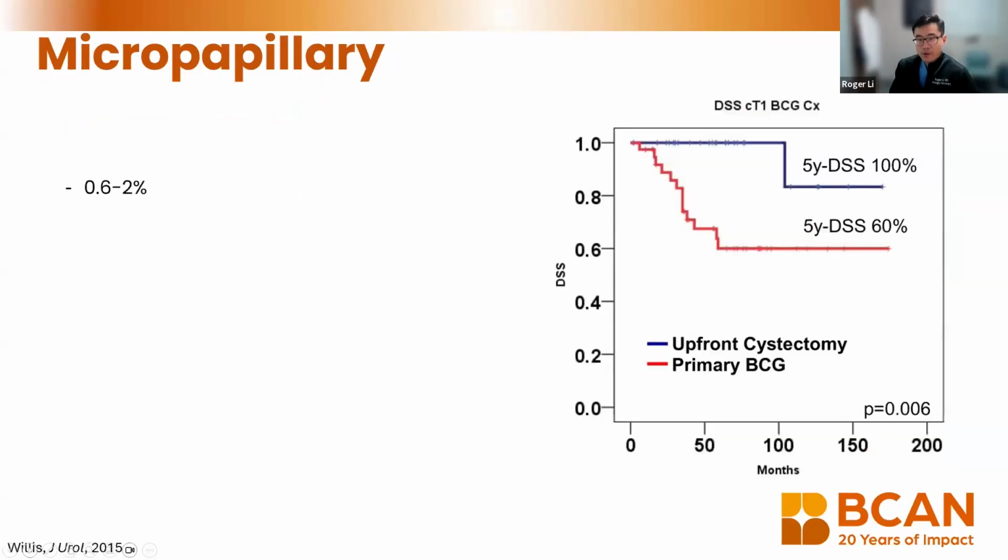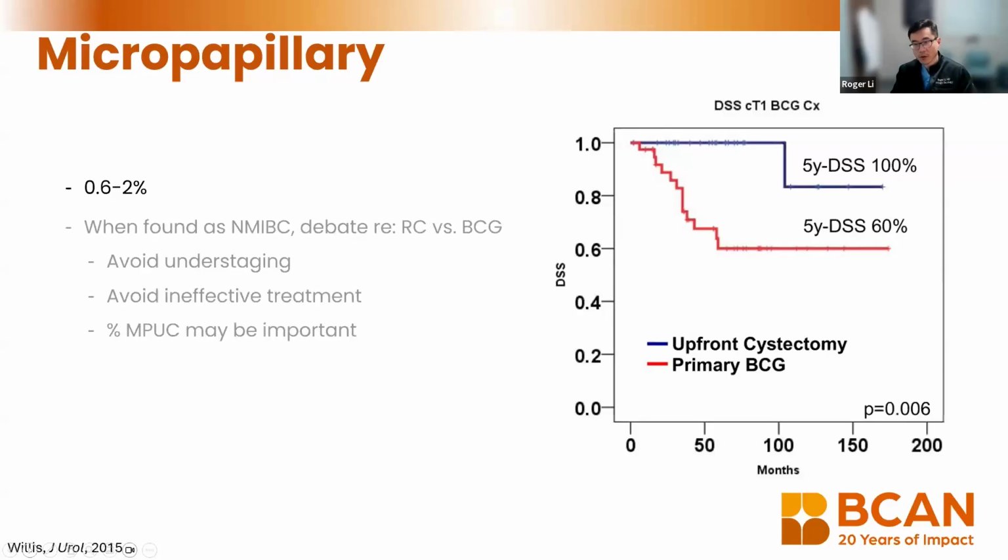Moving on to micropapillary, again, a very rare cancer type consisting of up to 2% of all bladder cancers. This particular type of tumor can be found in the non-muscle invasive stage. Now, folks actually debate whether or not, when micropapillary tumor is found as non-muscle invasive disease, that's because we're understaging, because we're not adequately resecting down to the muscle wall of the bladder.